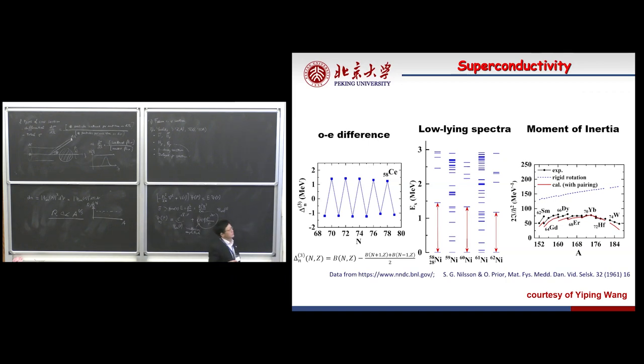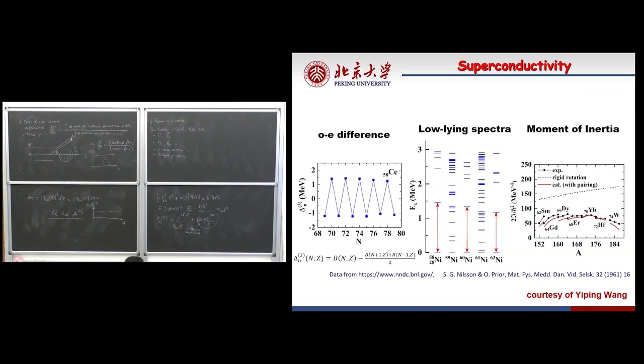And also for the moment of inertia, if you take this experimental value, and this is the so-called rigid body moment of inertia, it's always two or three times higher than the experimental values. But if you include the pairing correlation, the moment of inertia is immediately reduced by a factor of two, or even sometimes three. So clearly, this shows that in nuclei there exists the pairing correlation, which should be treated. Therefore, when you develop a nuclear structure model, how to treat the pairing correlation is very important.